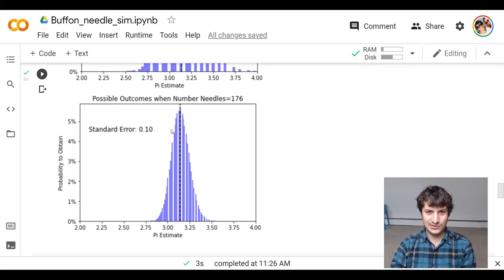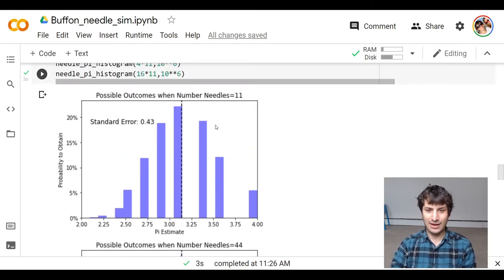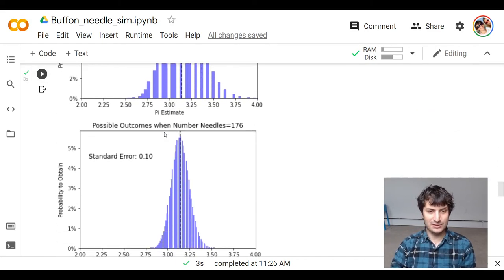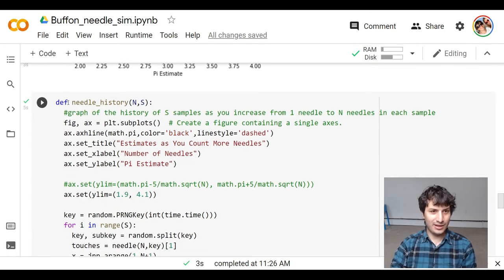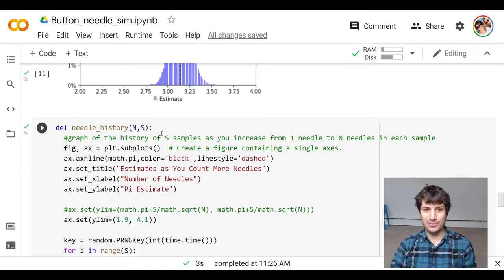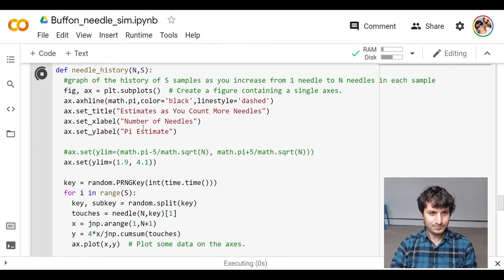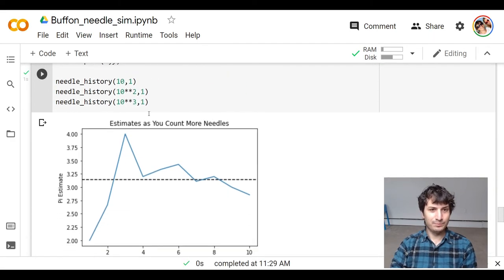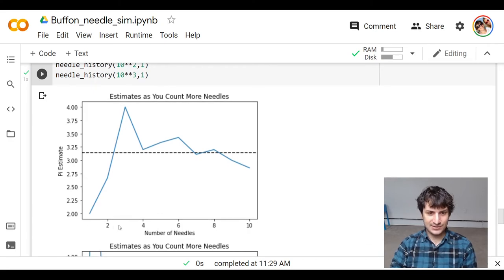Another way to visualize the same idea of how the error goes as you change the number of needles is to draw what I call a needle history, which is a graph of what the value of pi is as you count up the needles. So let's run this. On the x-axis, I have the number of needles.